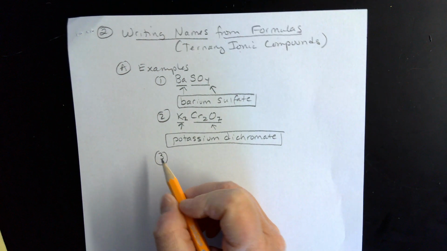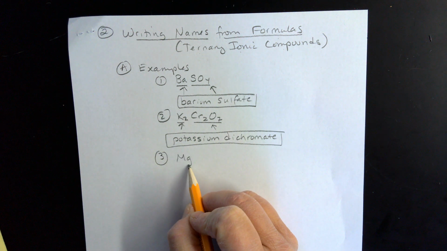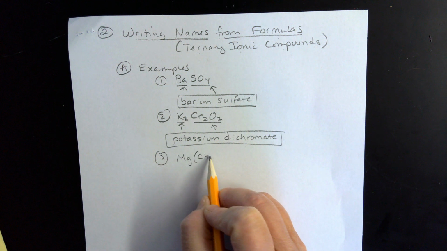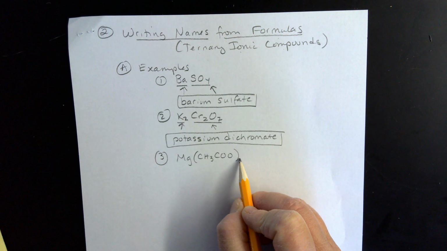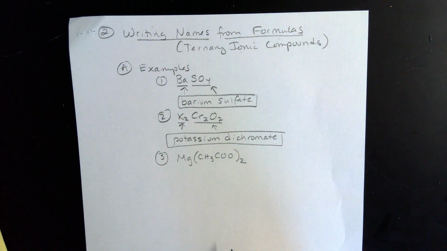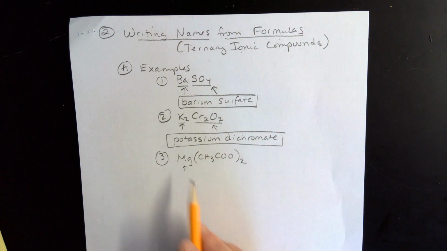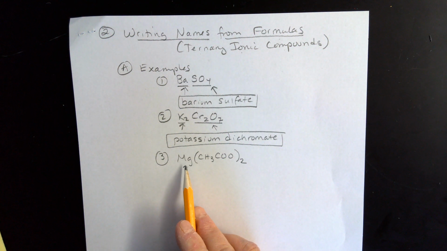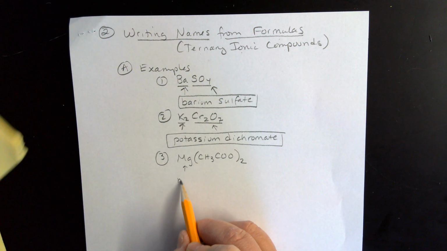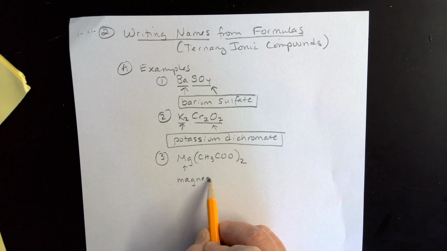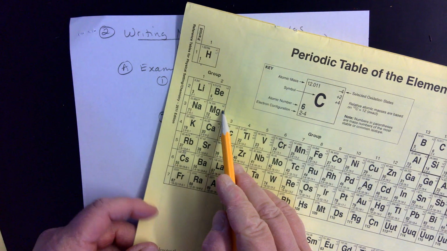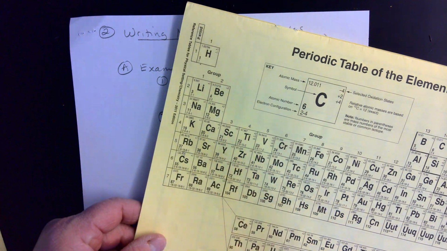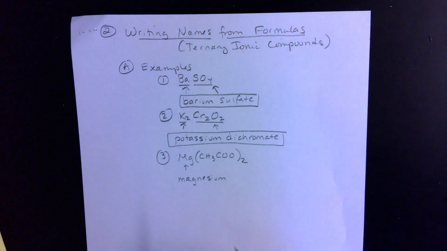A third example is going to be Mg(CH3COO) subscript 2. So we're going to name the first part of this. Mg is magnesium. We're going to check to see if it needs a Roman numeral. With only one possible charge, magnesium does not need a Roman numeral.